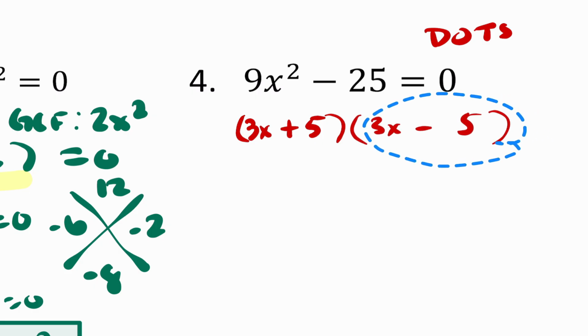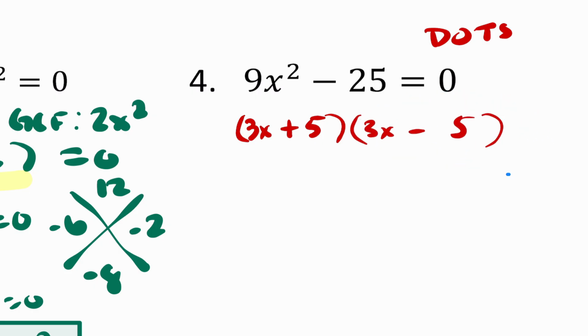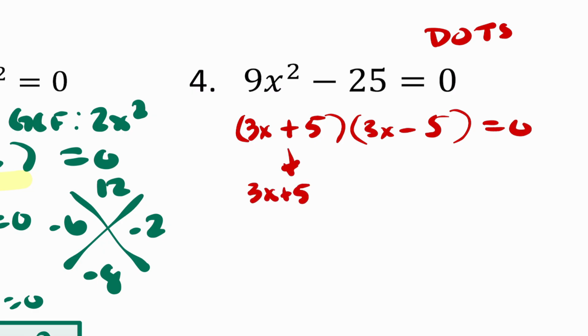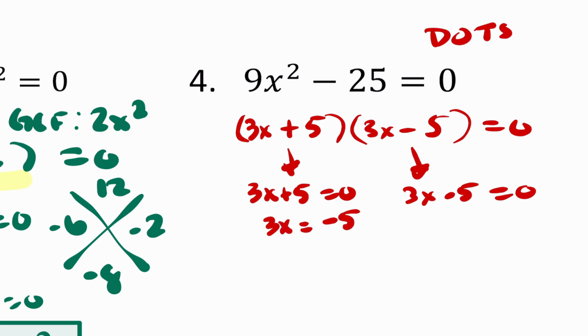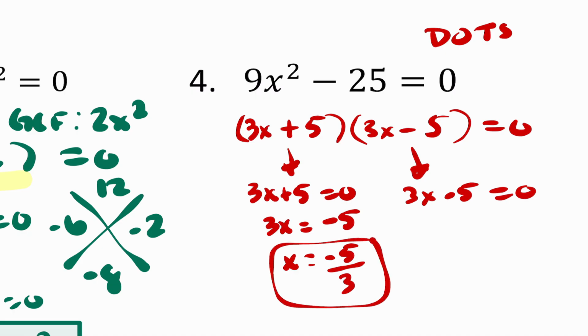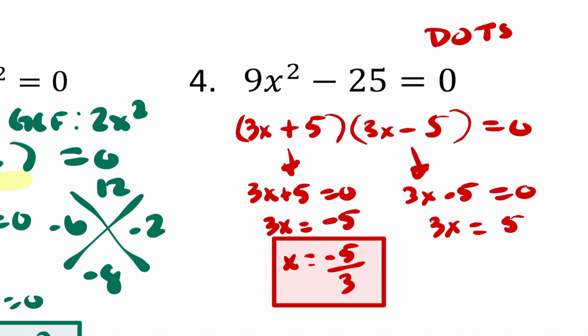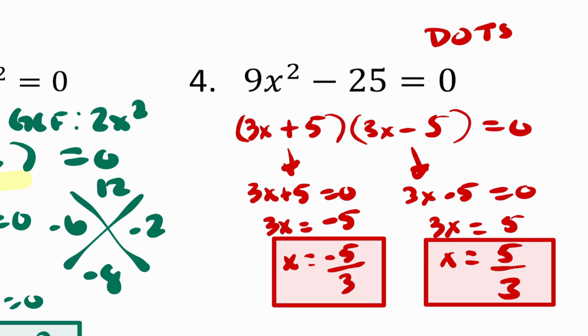So are we done? No, because this expression here is set equal to 0. So I need to do 3x plus 5 equal to 0 and 3x minus 5 equal to 0. So I have 3x equals negative 5 and x is equal to negative 5/3. All right, so that's our first root. And then 3x equals 5 and x equals 5/3. And that is our second root.